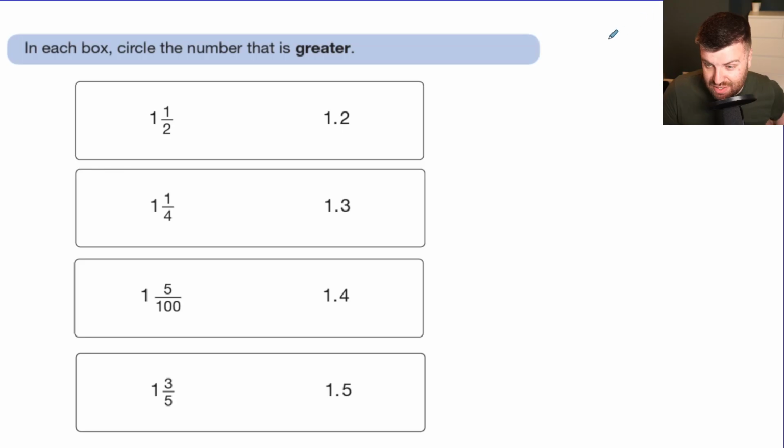How do you find these questions? In each box, circle the number that is greater. So we have 1.5 or 1.2. We have to know these known facts. This is going to be a really common theme, so I'm going to say it one more time.